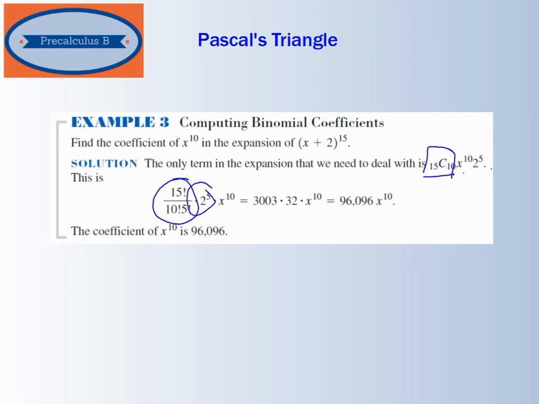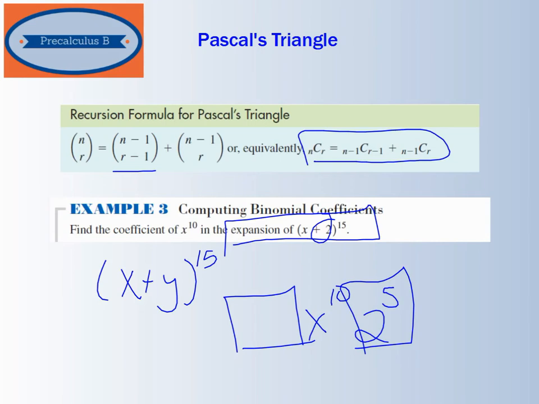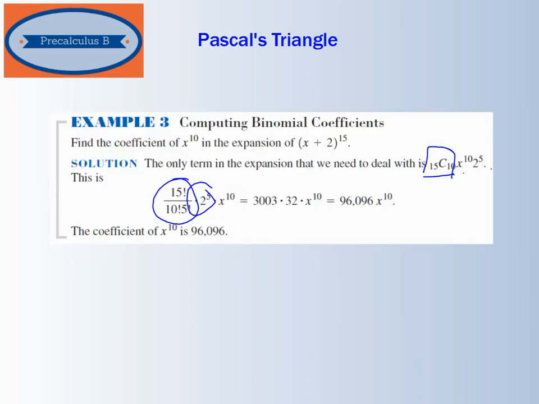All right, that's just what I was saying on the previous slide, that we wanted to get that value, whatever that coefficient is, which is 15 choose 10, and then we needed to multiply it by 2 to the 5th. When we do that, you get 3003 times 32, which is 96,096 for the coefficient in front of that term.